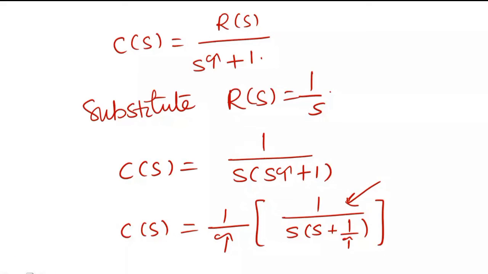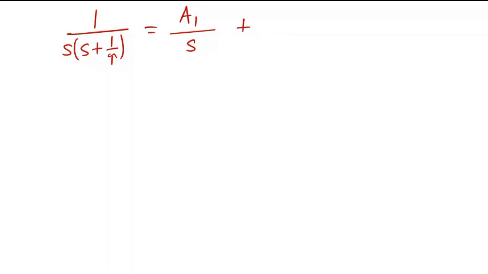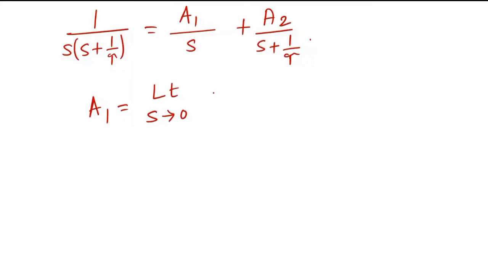Okay, so I am considering the factor 1 by s into s plus 1 by tau. This can be written as a1 by s plus a2 by s plus 1 by tau. Here you apply Heaviside partial fraction expansion method. So a1 value can be found out by doing like this.